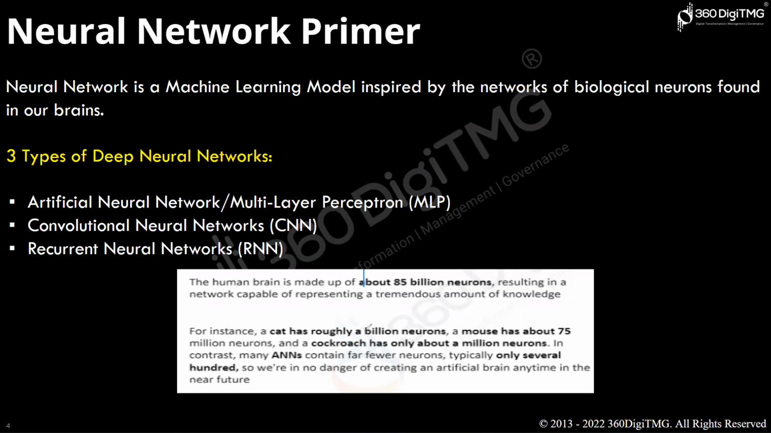So we are not in any danger of creating an artificial brain in the near future. Because we have that many neurons, we should not be worried about losing one or two, because we have billions of neurons. So as we continue, we're going to see.